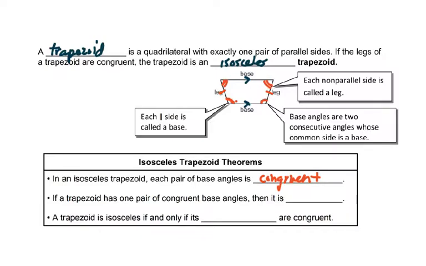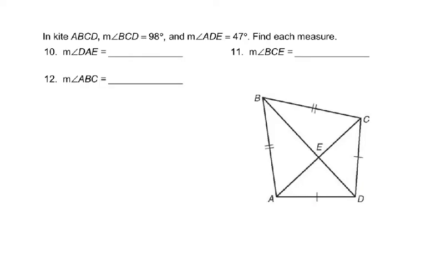If a trapezoid has one pair of congruent base angles, then it is isosceles, which, if we write this rule backwards and forwards, is true both ways. We get the if and only if. It's isosceles if and only if the base angles are congruent.